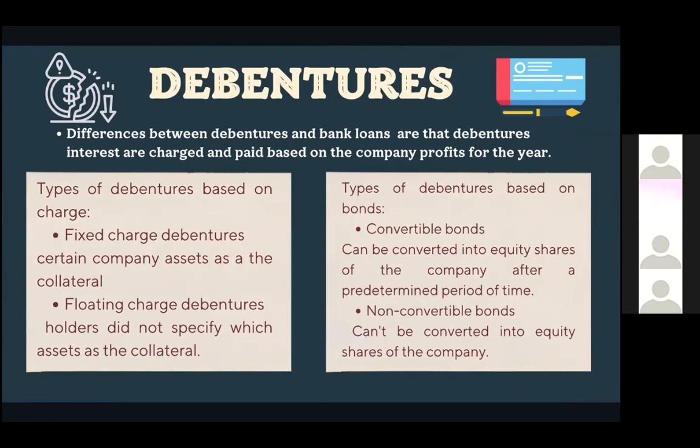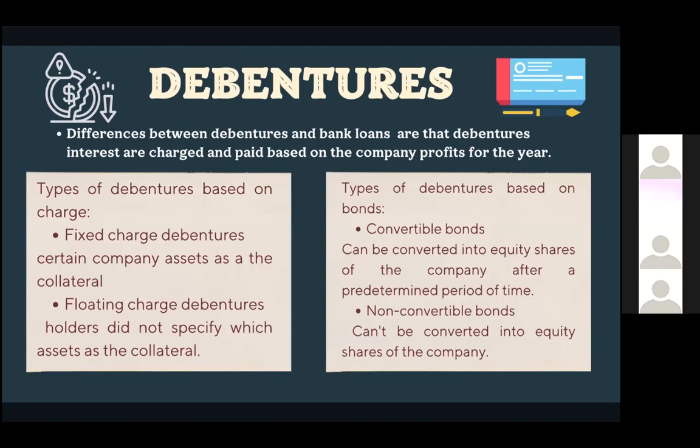There are types of debentures based on their charge. The first ones are fixed charge debentures, meaning that certain company assets are used as the collateral for the debentures to be paid if the company fails to pay the interest to the debenture holders.